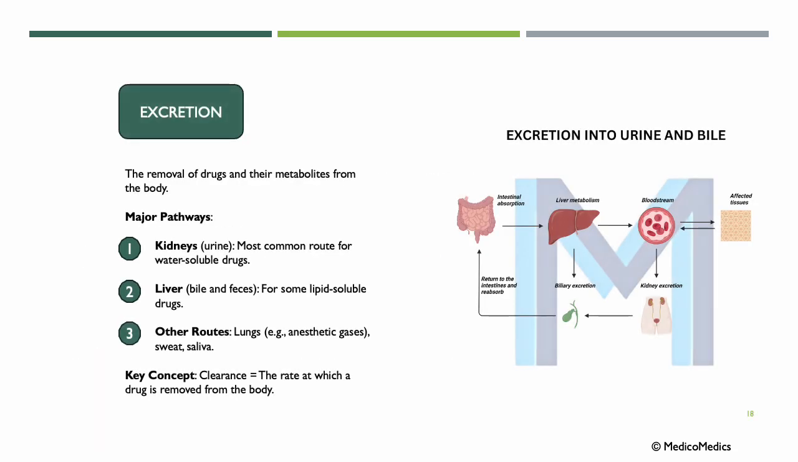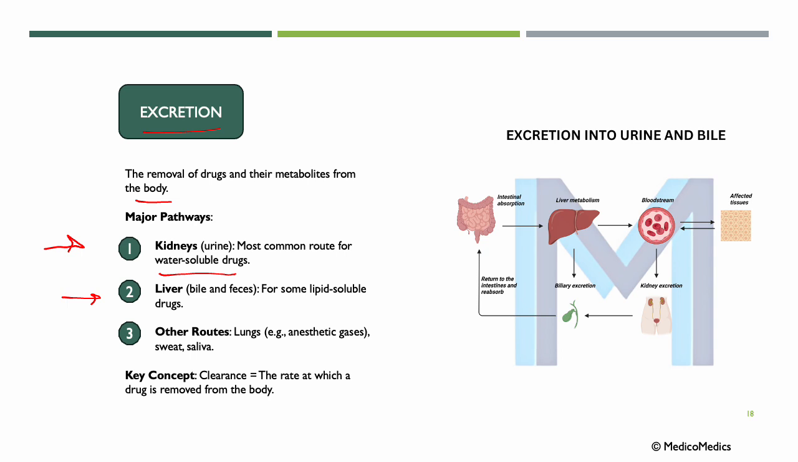And now we arrive at the final phase of pharmacokinetics, excretion, the process by which drugs and their metabolites are removed from the body. Now, the kidneys are the primary route of elimination, especially for water-soluble drugs. These are filtered into our urine. Then we have the liver. So the liver also plays a role by excreting some lipid-soluble drugs into bile, which are then eliminated in feces.